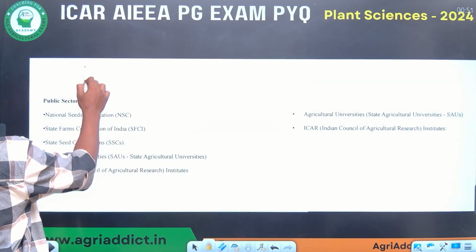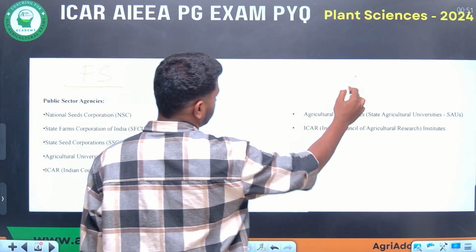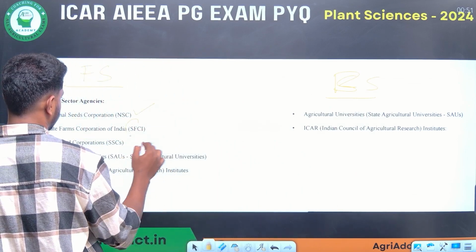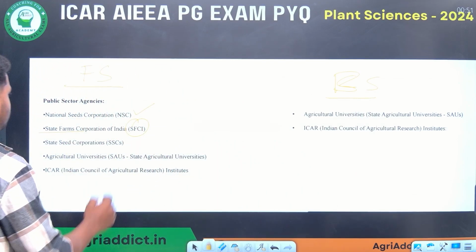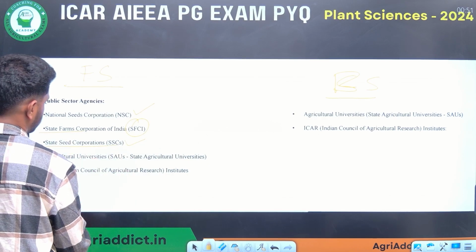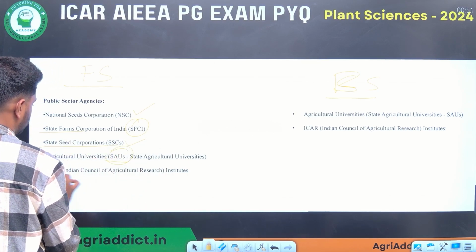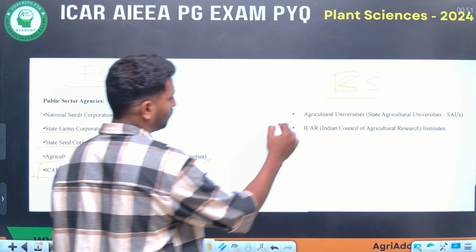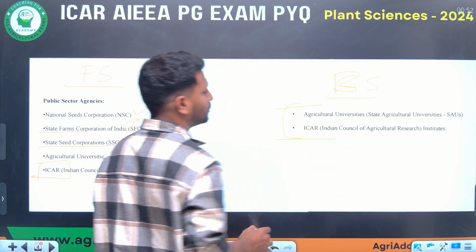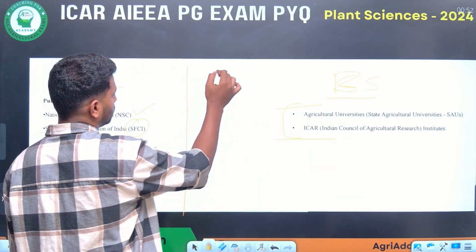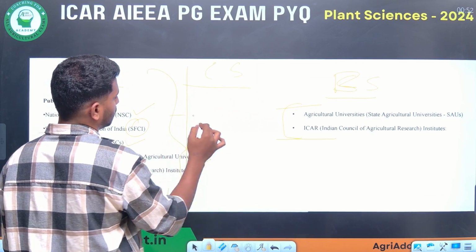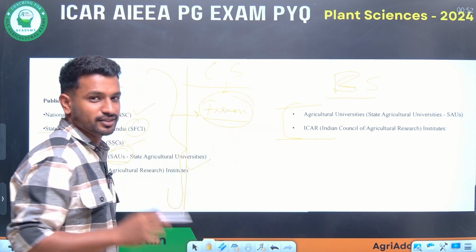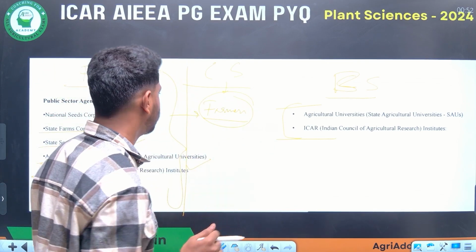Okay, and this is about the 3 categories. If I have to list out, this is for the foundation seed and this is for the breeder seed. And here I told you, NSC, State Farms Corporation of India, and SSCs, State Seed Corporations, Agriculture Universities, SAUs, and also the ICAR institutes. All of them are involved in the production of the foundation seeds. But when it comes to the breeder seed, these are the 2 main institutes or organizations. And when it comes to the certified seed, along with all of this, progressive farmers will also be involved in the production of the certified seed. So that is the one extra thing that you have to remember here for the certified seeds.